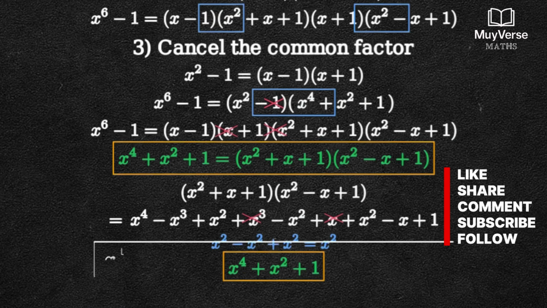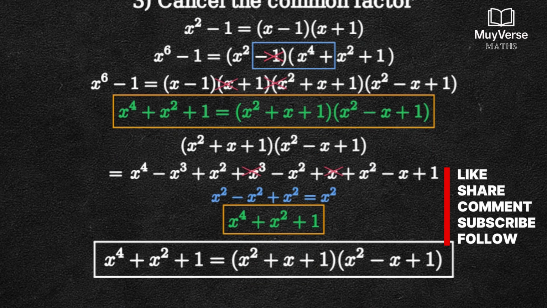Final answer. x^4 + x^2 + 1 equals (x^2 + x + 1)(x^2 - x + 1). Done.